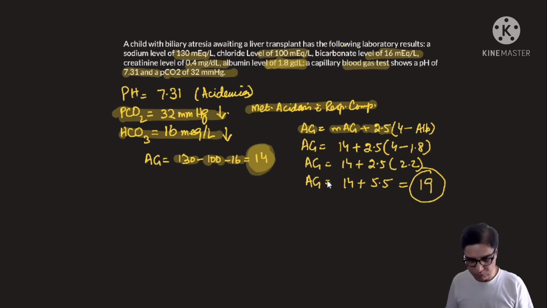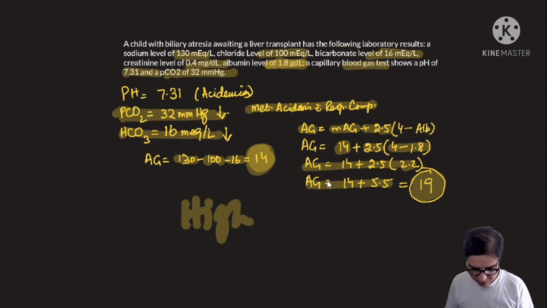So if we substitute the values, the anion gap is 14. I told you some books take 8 to 12, some take 8 to 14, so close to normal, and we add to it 2.5 times (4 minus serum albumin, which is 1.8). If we do the maths, it comes out to be 14 plus 5.5, and now it is 19, which is way higher. So this is actually a high anion gap metabolic acidosis.